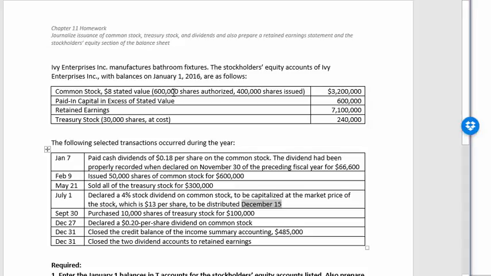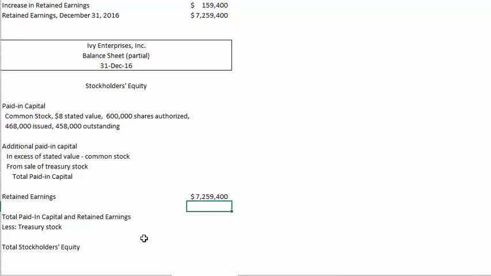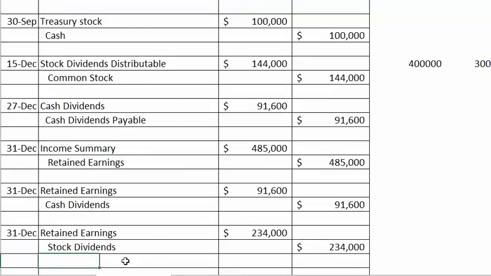600,000 right here were authorized. We initially issued 400,000, but remember, this is kind of like the odometer in your car. As you issue more, it keeps increasing, and since this 400,000, subsequently more were issued or sold to shareholders. And so how did I get the 468,000? Oh, you kind of got to go back into the conversation that we had.